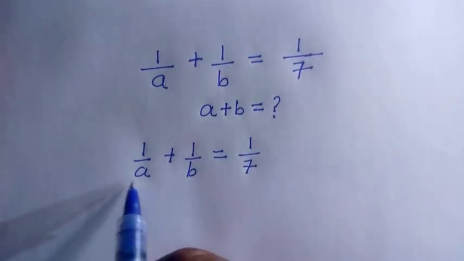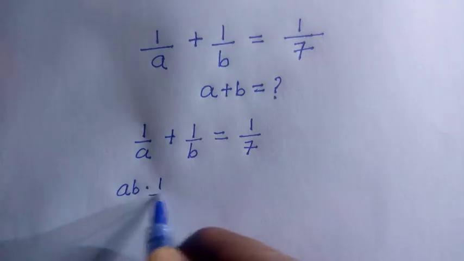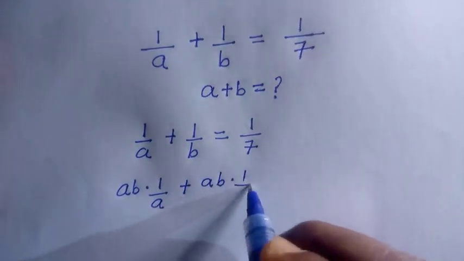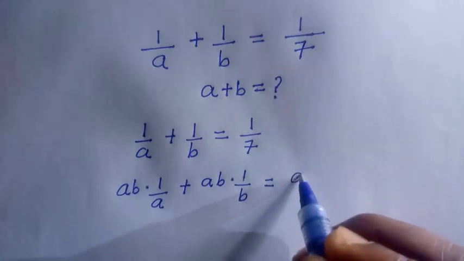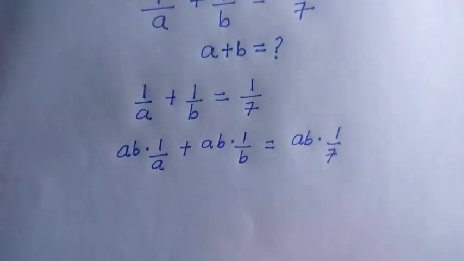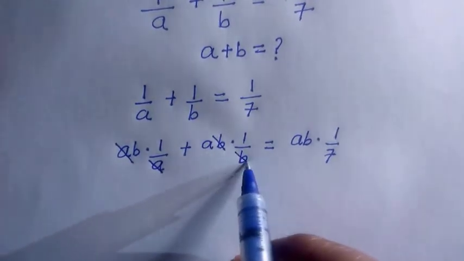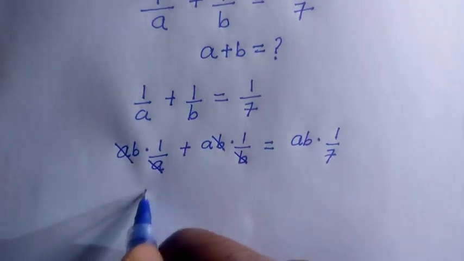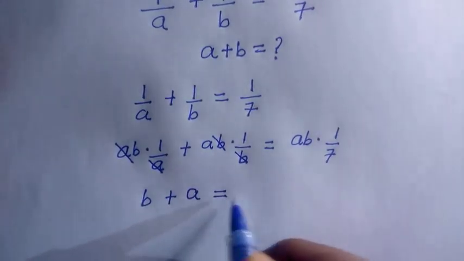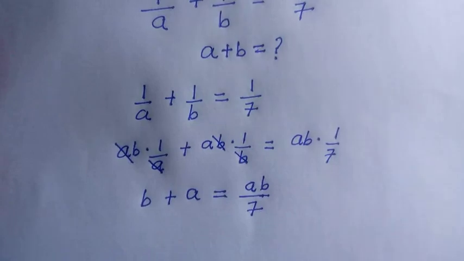From these two sides, suppose we multiply both sides by ab. As we have ab multiplied by 1 divided by a plus ab multiplied by 1 divided by b equals ab multiplied by 1 divided by 7. Here we cancel this and this also cancels this. So we have b multiplied by 1, that gives us b, plus a multiplied by 1, we get a, equals ab multiplied by 1, that is ab divided by 7.